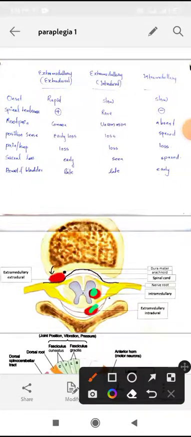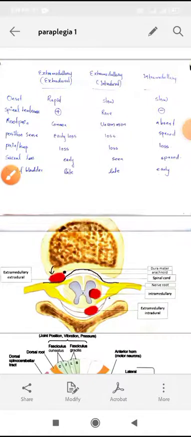This is extramedullary, extradural. That is fully out of the dura. This is outside of the dura. Intradural is inside the dura, and intramedullary is inside the spinal cord.